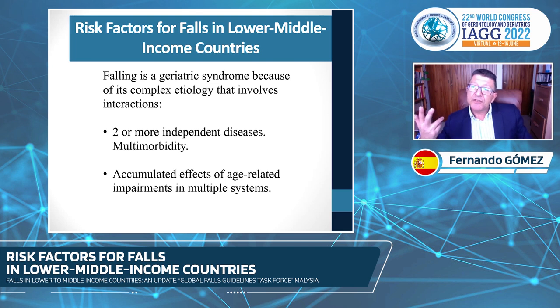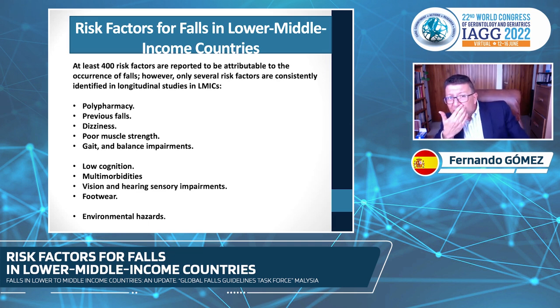For example, vision impairment is 4 times higher in developing countries compared with high-income countries, with many problems such as unaddressed refractive problems, cataracts, macular degeneration, and glaucoma. Several risk factors are consistently identified in longitudinal studies in developing countries, similar to high-income countries: polypharmacy, previous falls, dizziness, poor muscle strength, and gait and balance impairment.